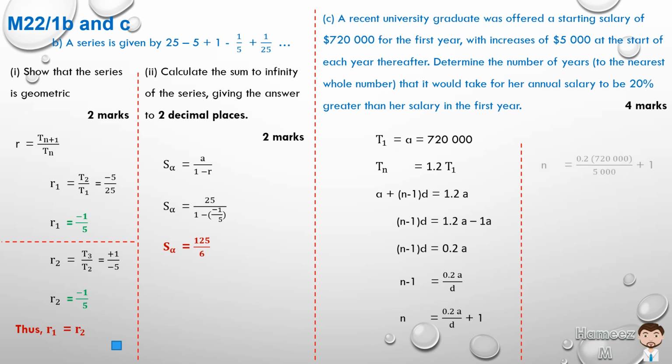Now we can substitute. n is equal to 0.2 times 720,000 divided by the common difference. And the common difference is 5,000 because each year she's increasing by that amount, plus 1. So n works out to be 29.8 years, so n is approximately 30 years.